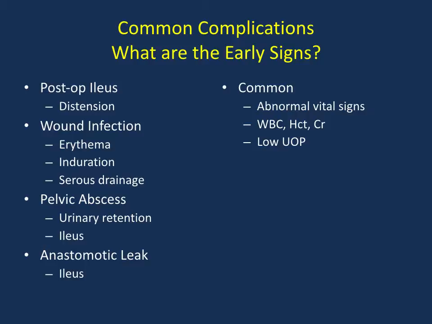And then there are the common abnormalities that you look for in all your patients every day: vital signs that are abnormal or changes in their lab values. Urine output is often overlooked, but it can be a really good predictor of a lot of different abnormal physiology.